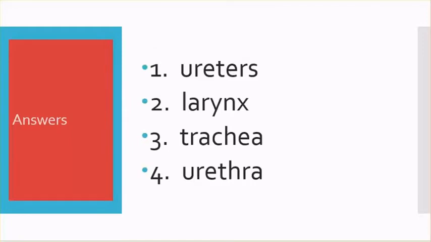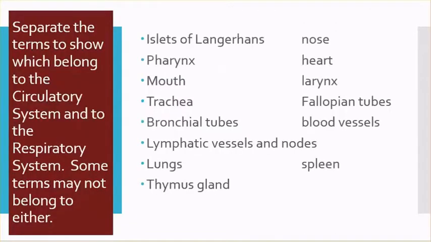Number 1 is ureters, number 2 is larynx, number 3 is trachea, number 4 is urethra. Separate the terms to show which belong to the circulatory system and to the respiratory system. Some terms may not belong to either.